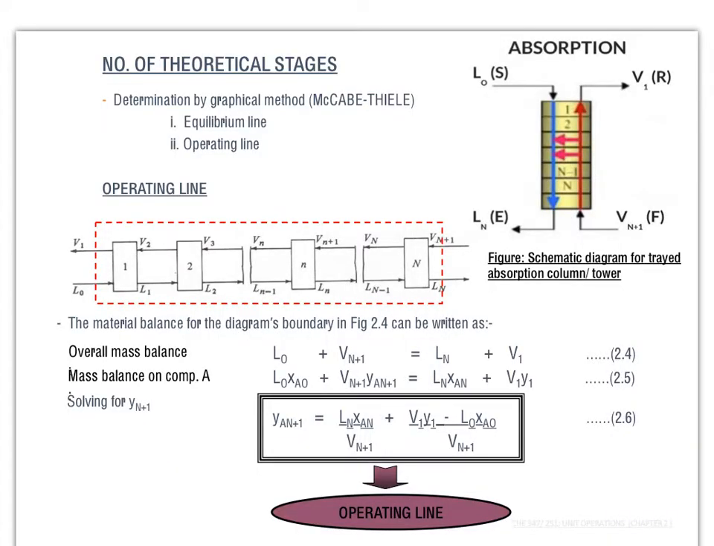These are the steps involved in order to calculate the theoretical stages for the absorption column. Before we can determine the number of theoretical stages for the absorption column, we need to determine the equilibrium line and operating line for the given case. We are going to solve it using the graphical method.